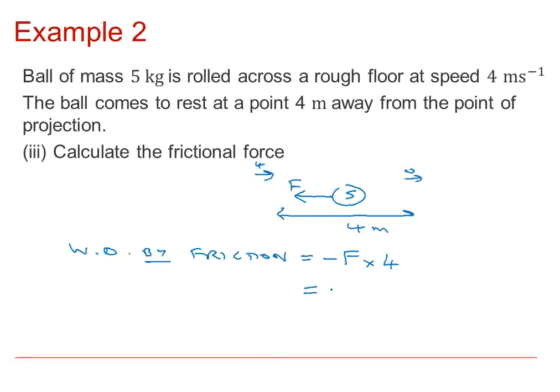So if the work done by friction is minus 4F, and we found previously that the work done by friction is minus 40 joules, then we can see that the frictional force, which is pointing backwards on the diagram, will be a backward force of 10 newtons acting backwards.